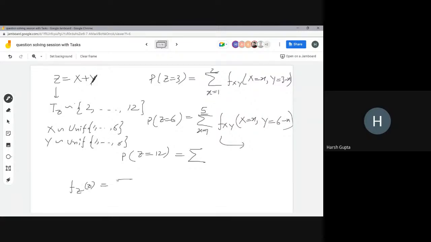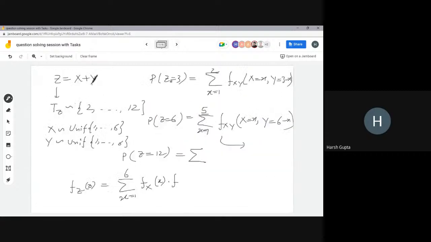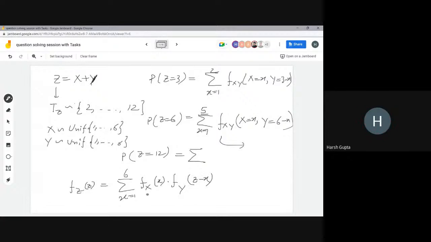And now we are just saying that, I think this is true for some cases only: fx of small x into fxy of small z minus x. This is true for some cases only, right? Sir, I think this is the correct option, because z minus x is always y. So if at all it is some value which is not possible, it will be zero. Yes, right.